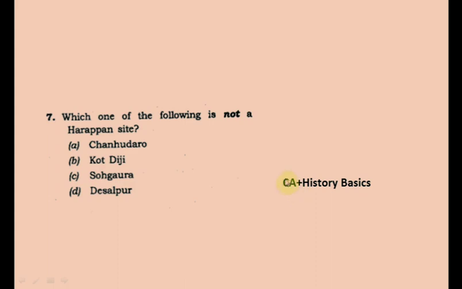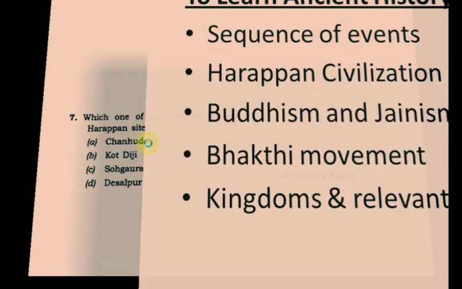I have mentioned this because Harappan sites were in the news in February or March of this year, and the paper was on June 2nd. So it was definitely taken from your current affairs. And if you had known at least two sites, you could have eliminated them and then gone with the elimination method to solve this one. So this is how you should solve it.